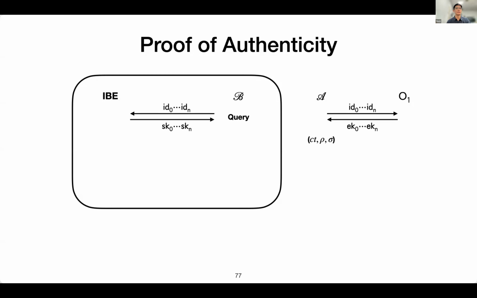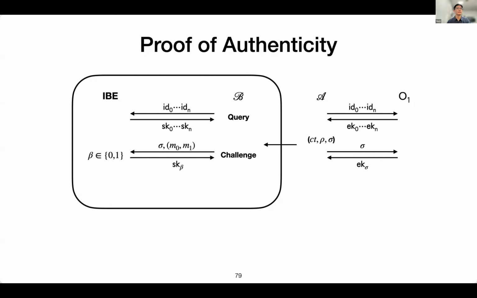This identity sigma is not the same as all the identities queried. A sends sigma to B and continues to query Oracle 1 for EK sigma. Then B gives this sigma and two messages to the IBE for the challenge. B can win this IBE game easily by getting EK sigma from A. So B can win this game with a non-negligible advantage.